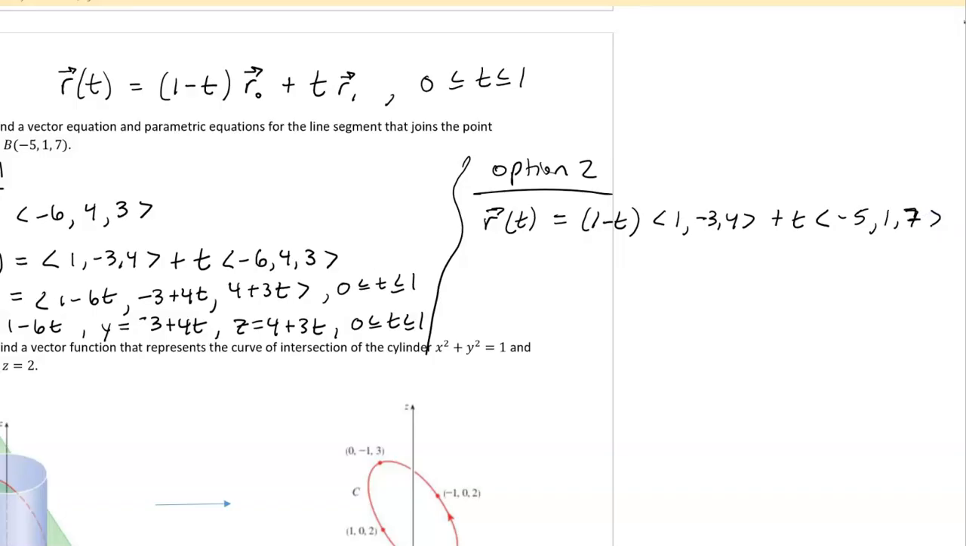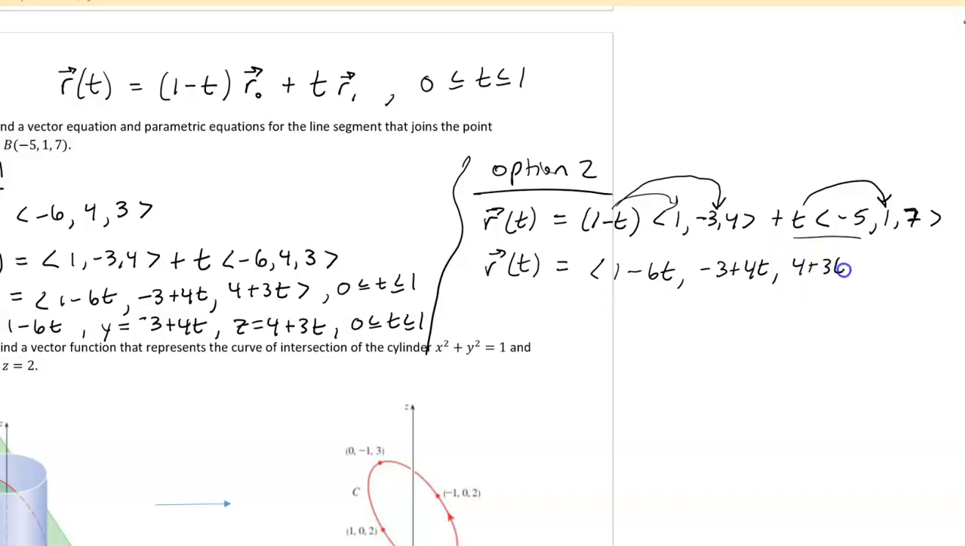And if you do some work, you will see that this gives us the same thing. We take 1 minus t and multiply it by 1, so that's 1 minus t. We add that to -5t in that component, giving us 1 minus 6t, just like we had before. Taking 1 minus t and multiplying it by -3 gives -3 plus 3t, and we add that to the other vector, which has a t in that component, so that would be -3 plus 4t. Similarly, for z, we would get 4 plus 3t, where our t is defined from 0 to 1, giving us the same thing. I'm not going to write the x, y, and z, but those are the same with the same domain restriction.